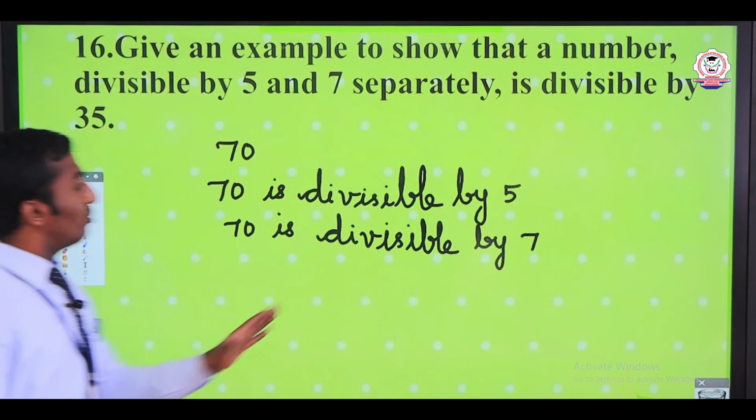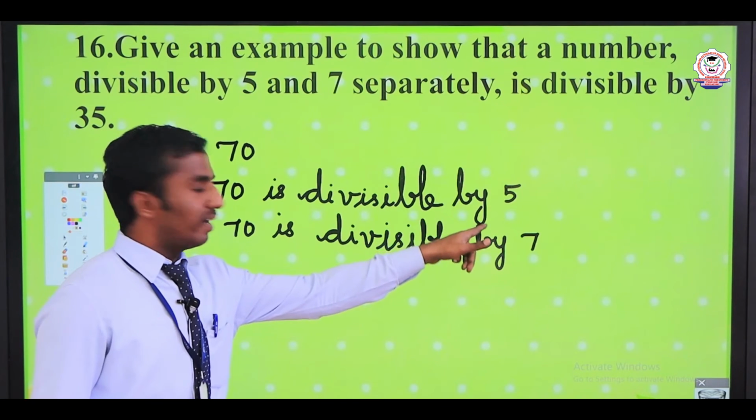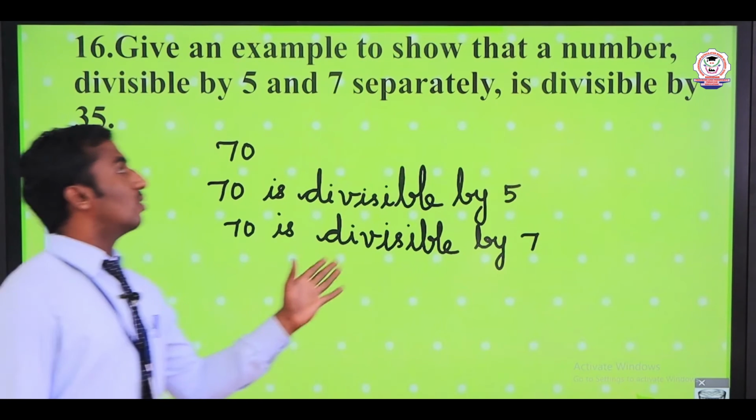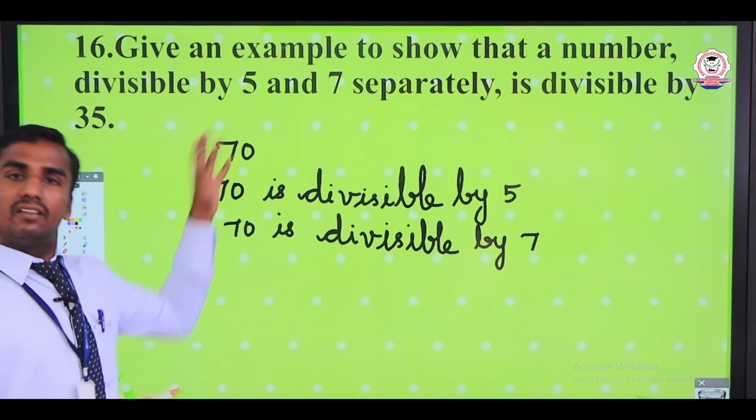So listen here, both conditions are satisfied, divisible by 5 and divisible by 7. So two conditions satisfied. So hence the given number is exactly divisible by 35 table also.